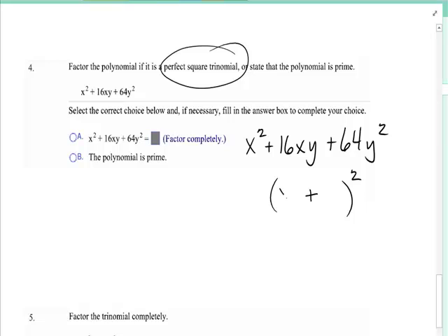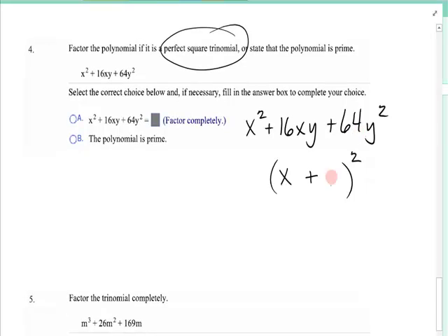What do you have to square to get x squared? x. What do you have to square to get 64y squared? You need an 8 and a y. It is very common to see people leave off the variables. Let's check the middle. Multiply them for 8xy in alphabetical order. Double it for 16. Got it.